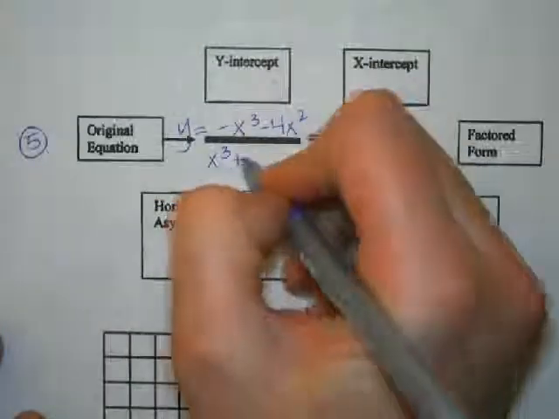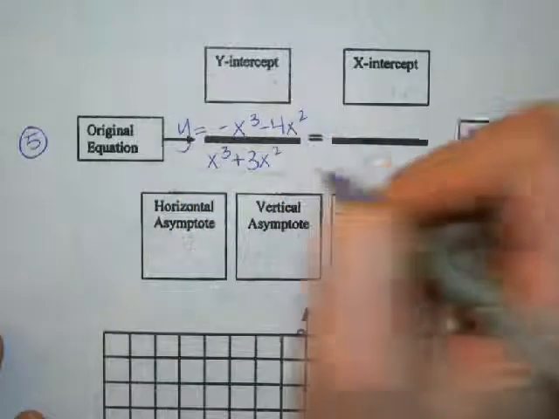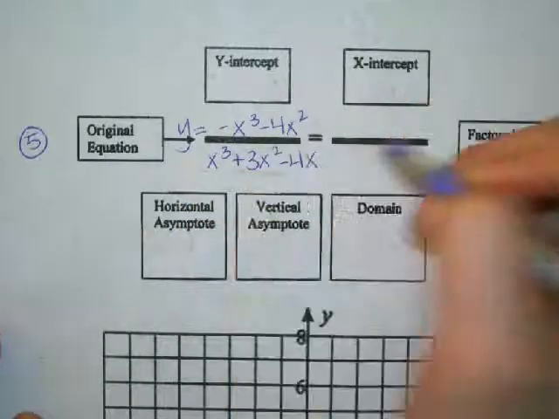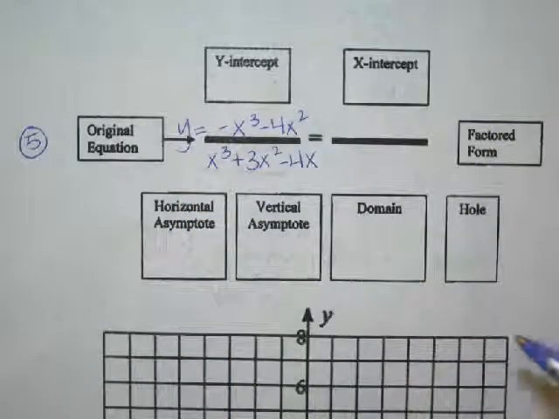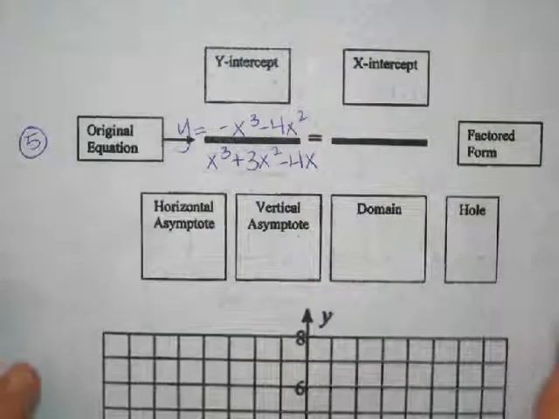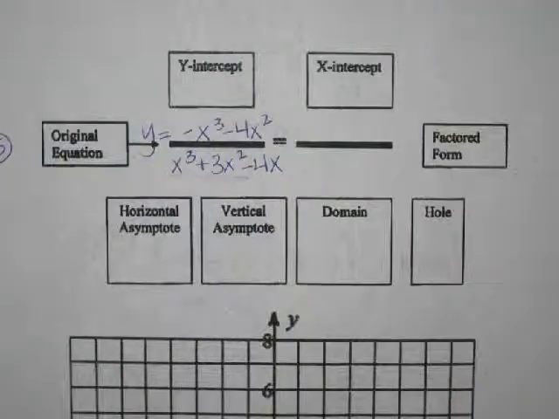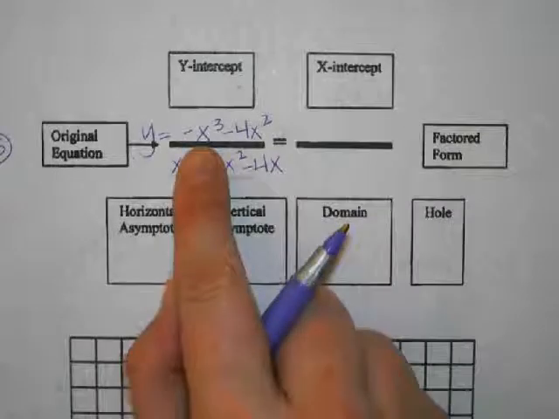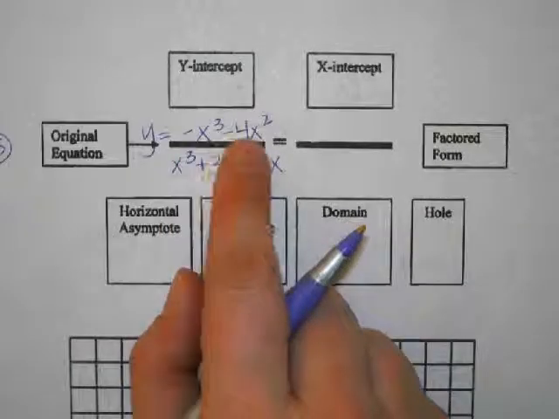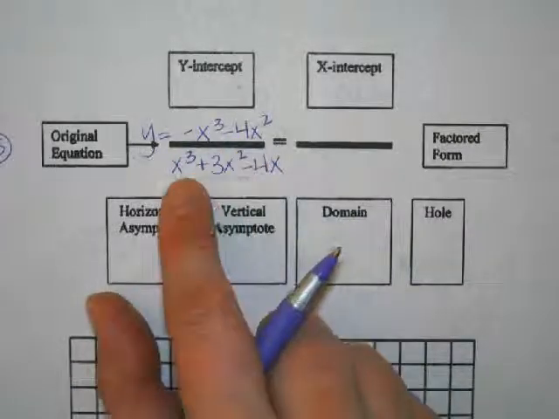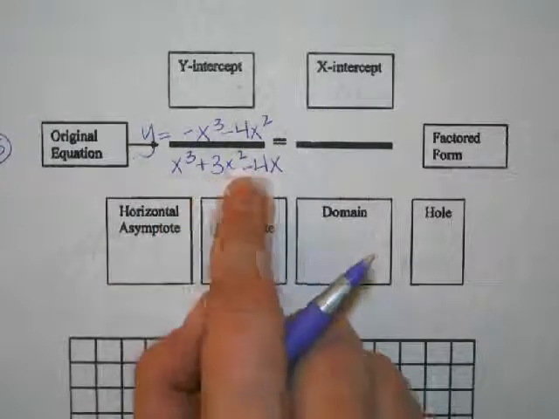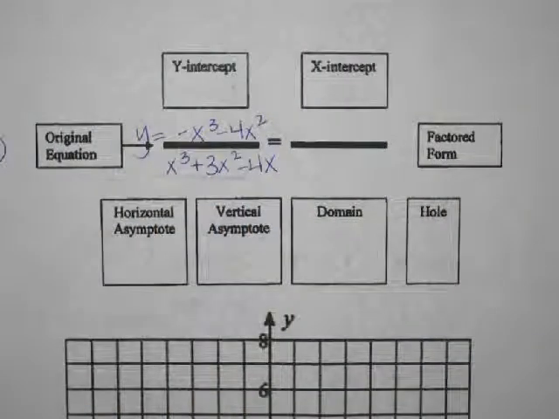All right, now I went really slow with that one so I could really explain stuff. Do you want me to go slow again, or do you want us to go through this one a little bit more quickly? Quicker? Okay. So the problem is negative x to the third minus 4x squared on the top, x to the third plus 3x squared minus 4x on the bottom.